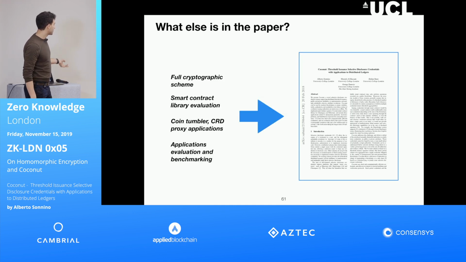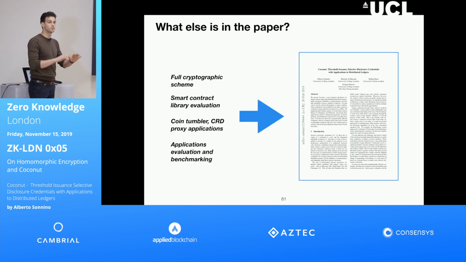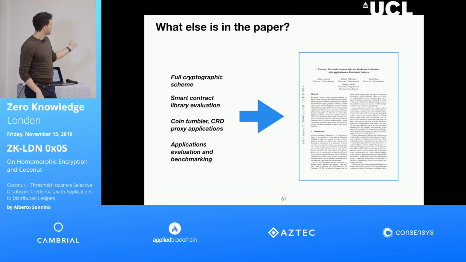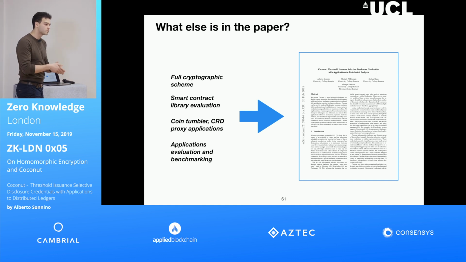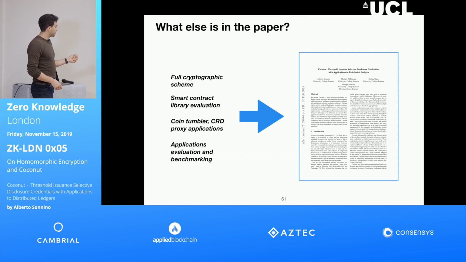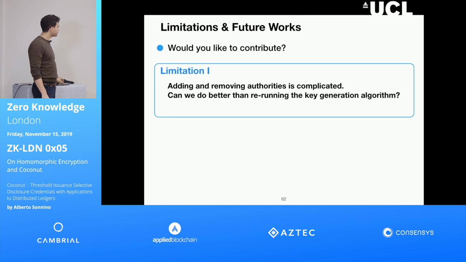So that's it. The rest of the paper has the full scheme, the smart contract evaluations, the details of the attributes for all the applications, which are blinded, which are not blinded, and the trust model, so who needs to trust the authorities in which applications, because they're actually application dependent, and a full benchmark of all that I said.